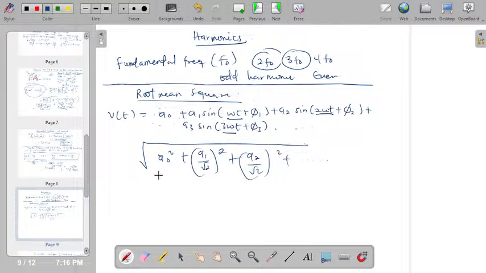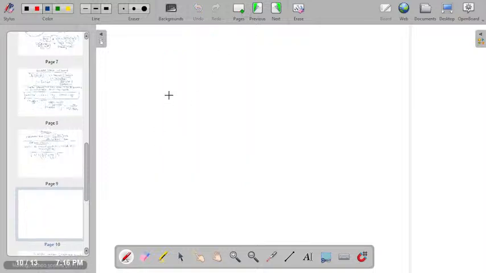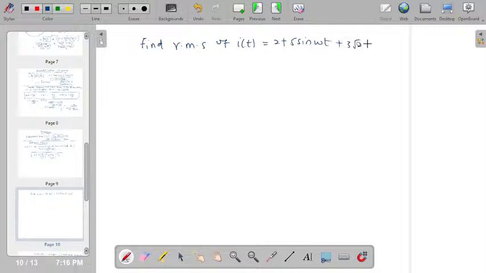Now, let's take this question. Find the RMS of i of t, which is equal to 2 plus 5 sine omega t plus 3 root 2 sine 3 omega t plus 30 degrees. So how do we do this? This is omega t, this is 3 omega t. We cannot combine them. We call them harmonics. We treat them independently of each other. We'll get to a section where we add different waveforms.